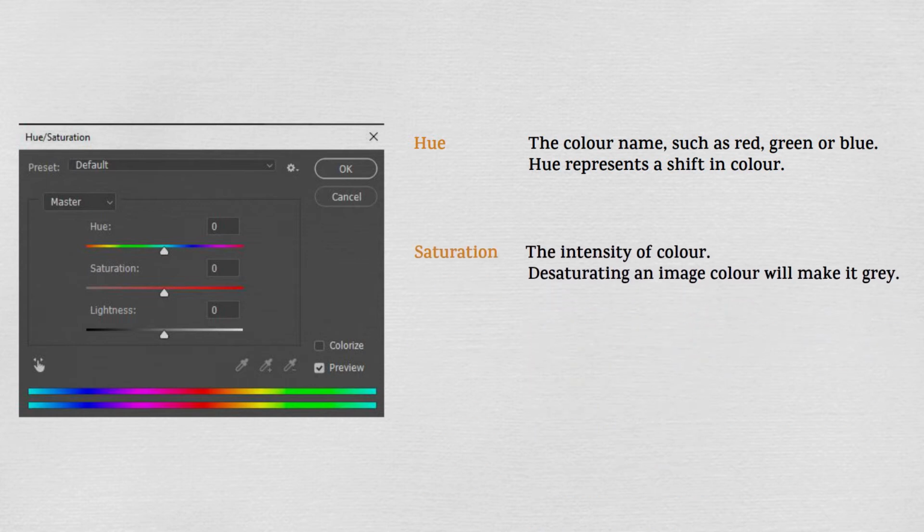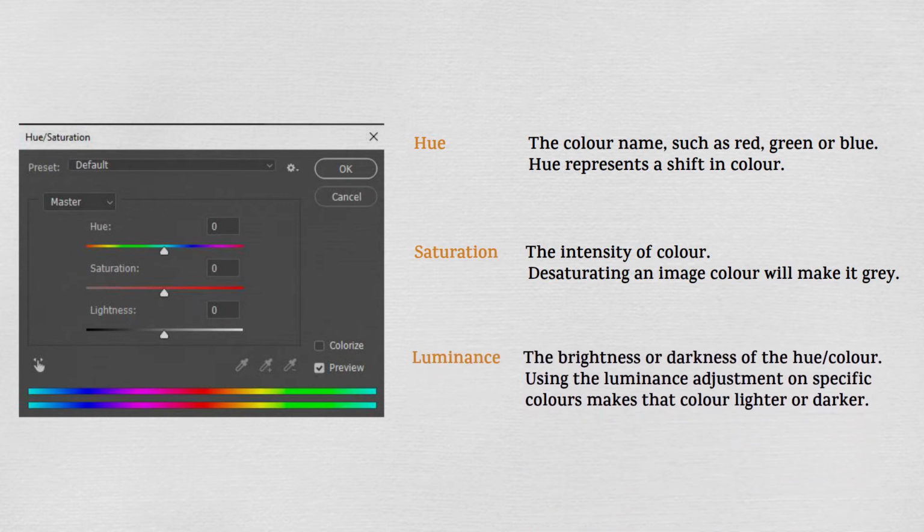Saturation is the intensity of color. Which means that I can make it dark, I can make it light, and I can desaturate an image completely and it will make it gray. So one of the easiest ways to make a picture black and white is to desaturate it completely. Luminescence is the brightness or darkness of that particular hue or color. Using luminance adjustments on specific colors can make the color lighter or darker.